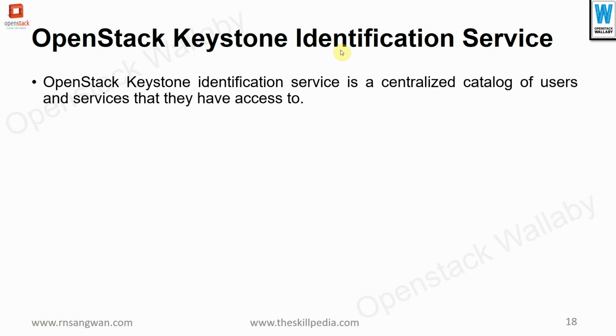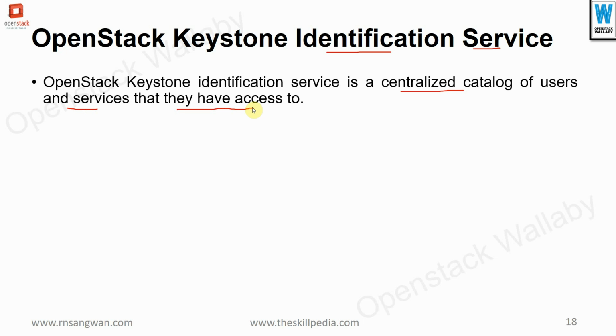Then we have Keystone, the Identification Service. OpenStack Keystone Service is a centralized catalog for users and the services that they have access to. In other words, it is the identity provider: authentication, token generation. Authentication of the request, whether the request is valid or not, whether it should be allowed or not, is decided by Keystone. You log into the system, you will be authenticated and you will be given a token. So whenever you make any request, that token will be your identity, and this token will be passed.